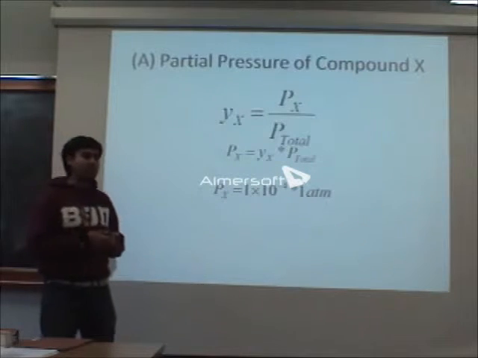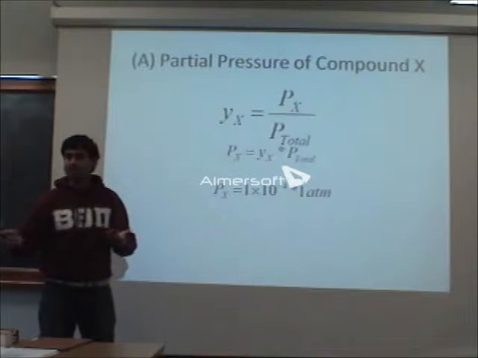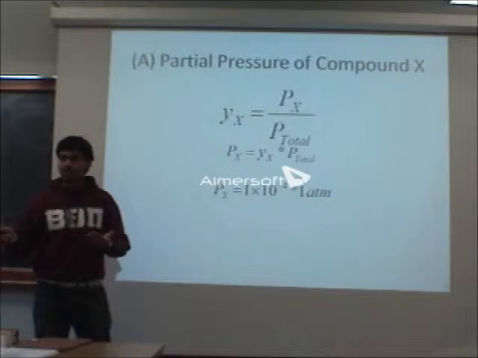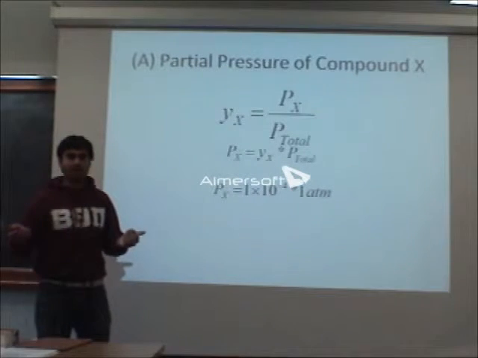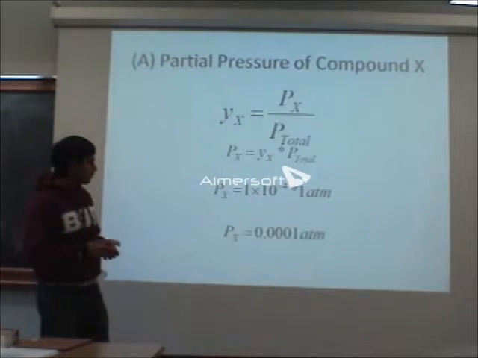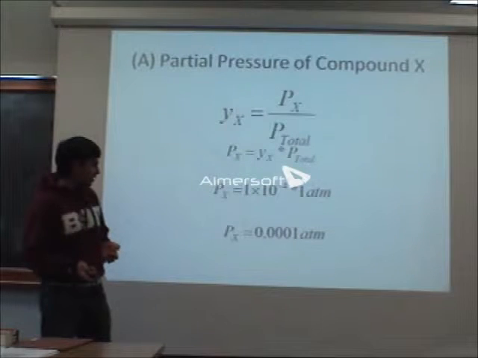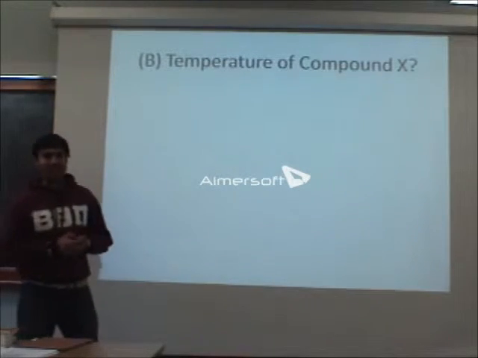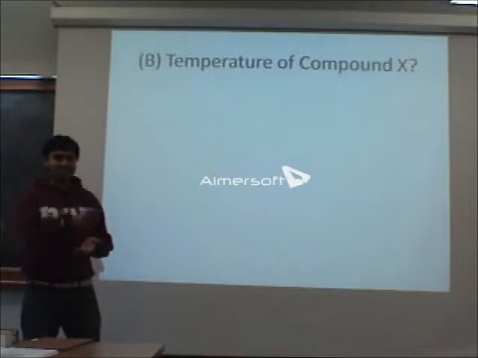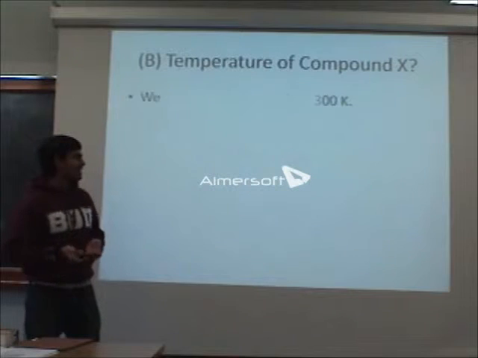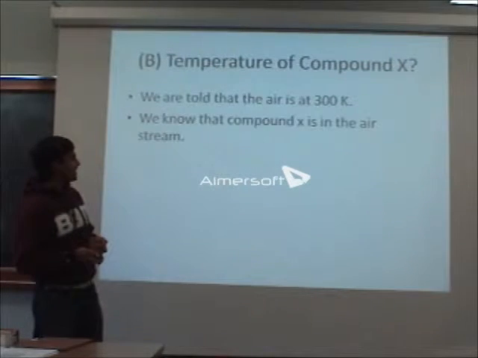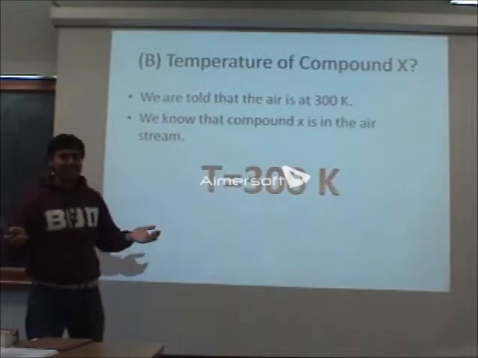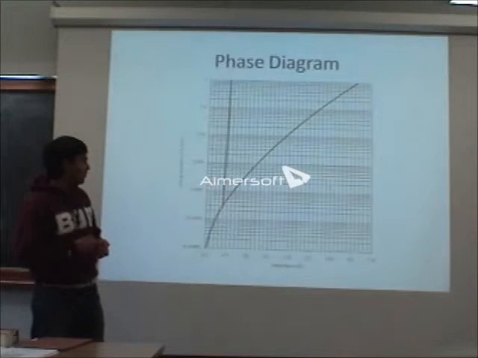And did everyone understand how to find 100 parts per million? Is everyone okay with that? All right. So we get a partial pressure, which is that. What about the temperature of the compound X? Anyone? Fatima? 300. Yeah, simple. X in the air.